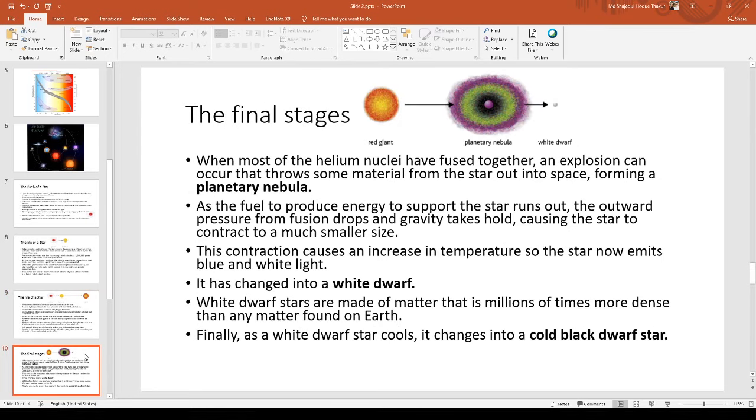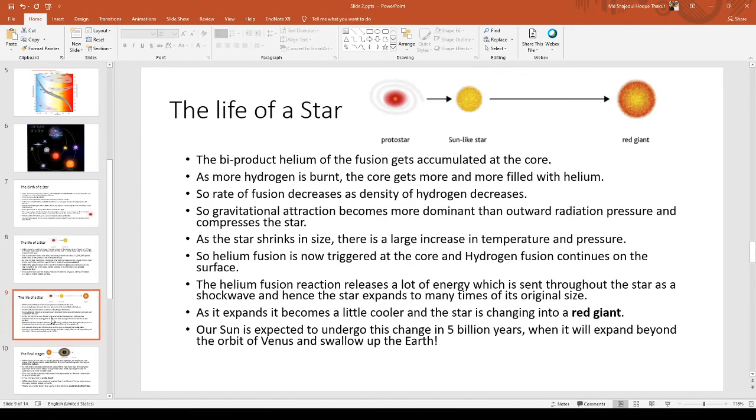So, what will happen after the red giant? We will study that in the next class. What happens after red giant, okay? It will finally become a white dwarf. Anyway, for today's class, if you have any questions now, I'll answer your questions and then I'll end the class. Any questions?